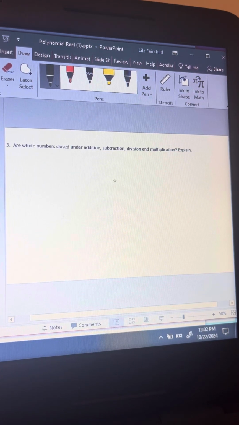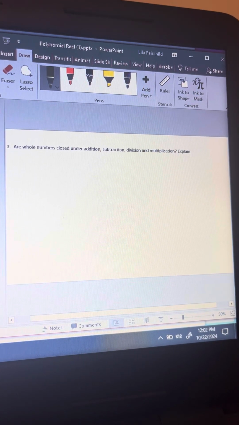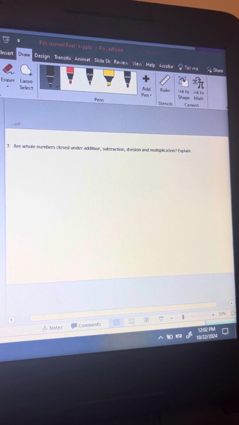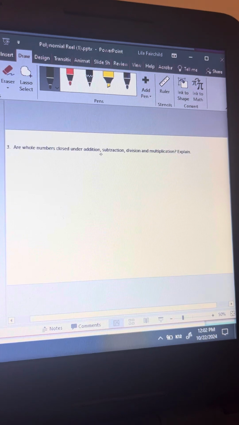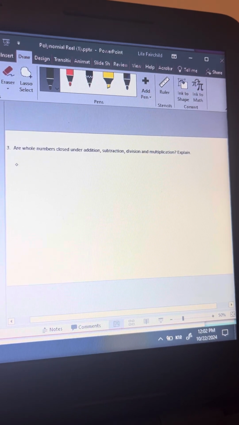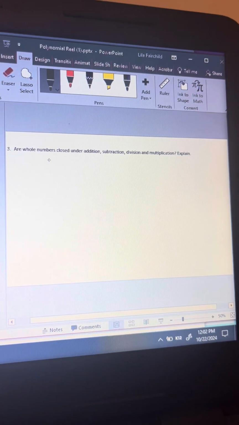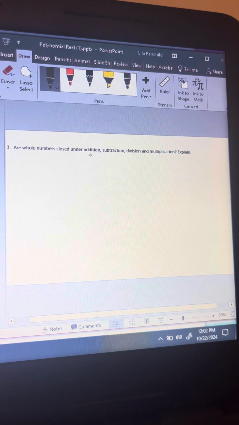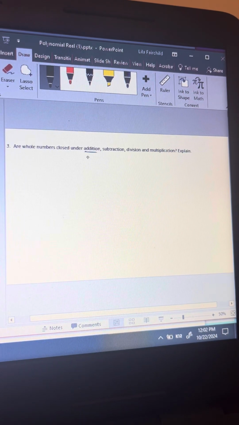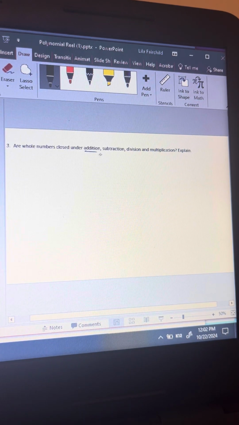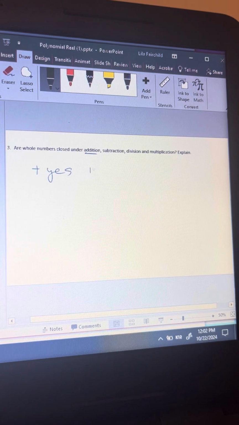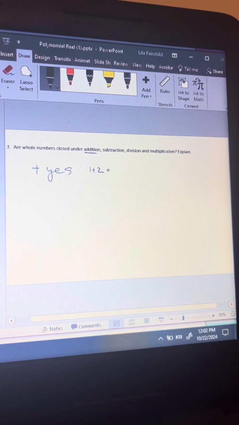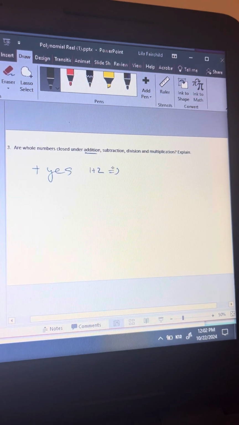So for this next equation, it's asking, are whole numbers closed under addition, subtraction, division, and multiplication. So for addition, a whole number is yes, because if you're adding like 1 plus 2, it's going to equal a whole number, and 3 is a whole number.